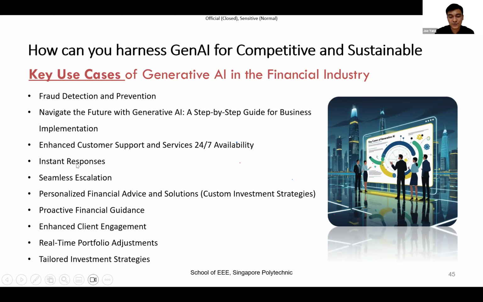In the past, you had to search a few sources to get the data, but today, just using one ChatGPT, you can get very powerful insights and replies. You can get seamless escalation, personalized financial advice and solutions, proactive financial guidance, enhanced client engagement, real-time portfolio adjustments, and tailored investment strategies. So all these are the key use cases for the financial industry.